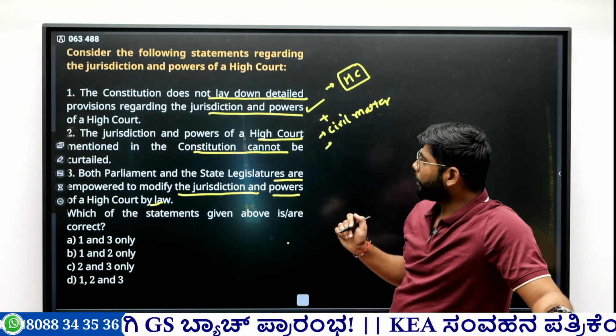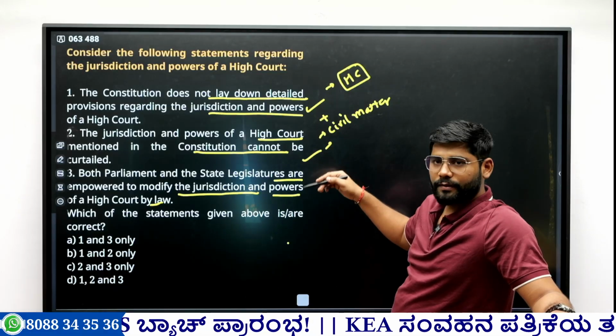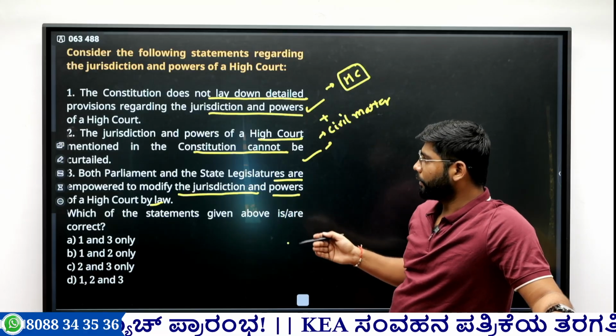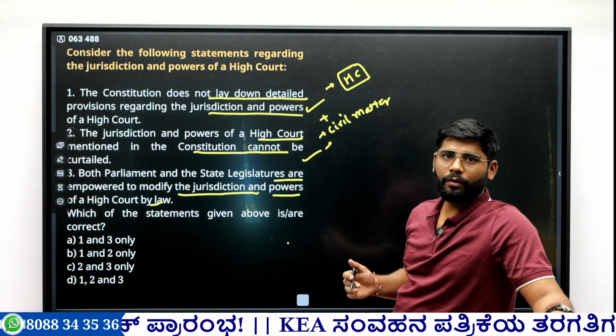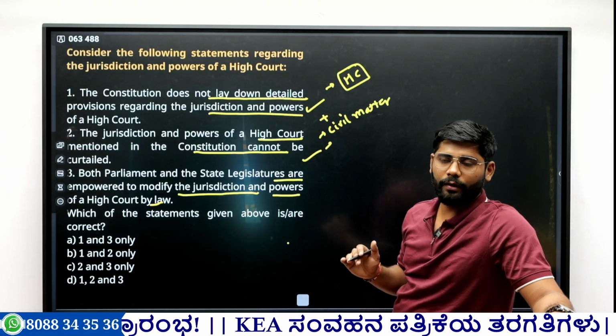Second statement, jurisdiction and power of High Court mentioned in Constitution cannot be curtailed. Yes, this was made to maintain independence and impartiality of the High Court, so the powers and jurisdiction of High Court mentioned in the Constitution cannot be curtailed. It can be increased but cannot be curtailed.